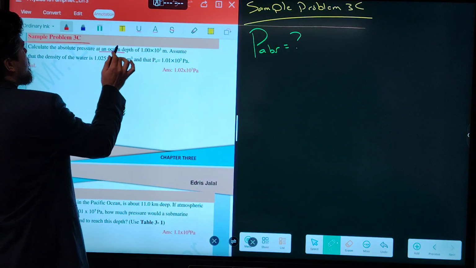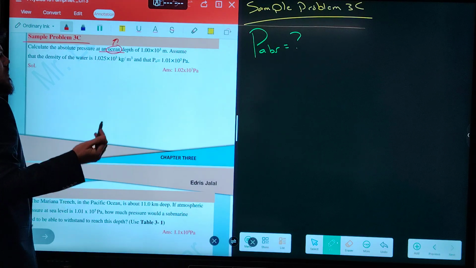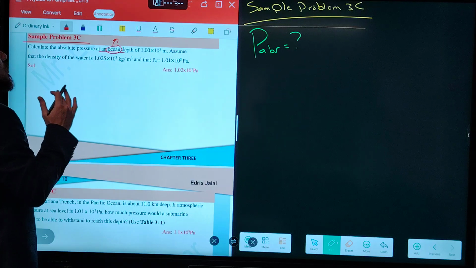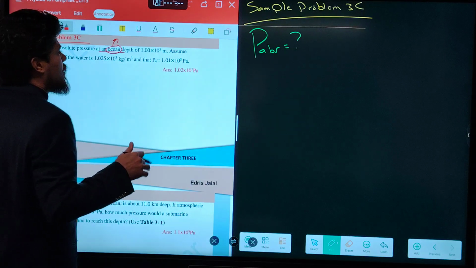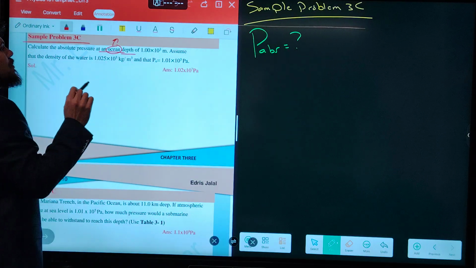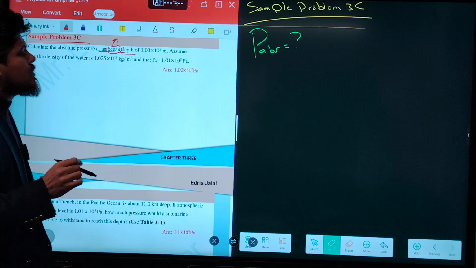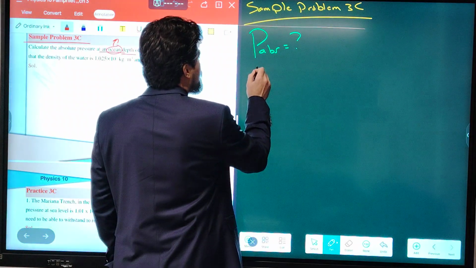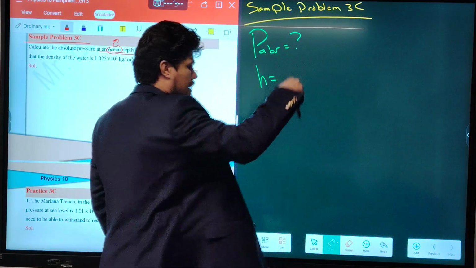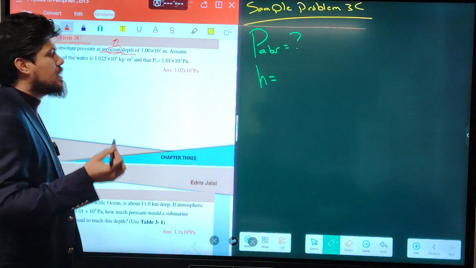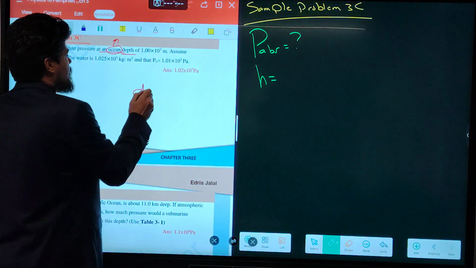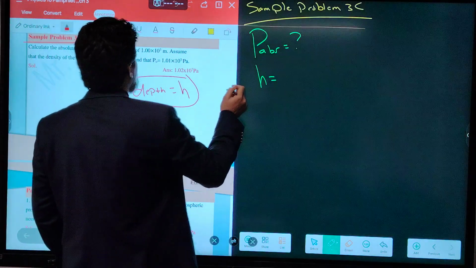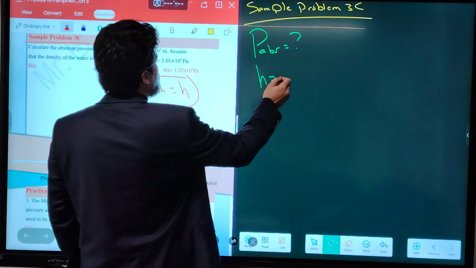At an ocean, guys, the top of the ocean is already open. This is not a container. This is ocean. The top of the ocean is always assumed to be open, with the depth 1 times 10 power 3 meter. This is the depth of the ocean. The symbol of depth is height. Height is 1 times 10 power 3 or 1000 meter.